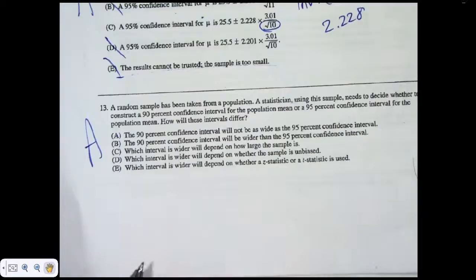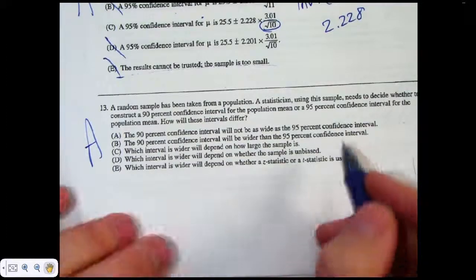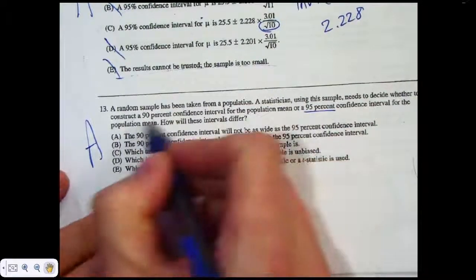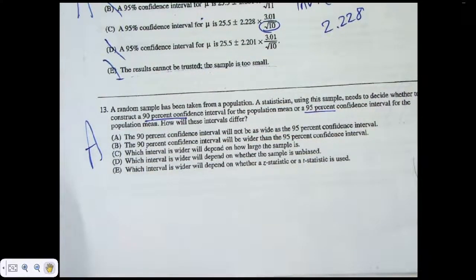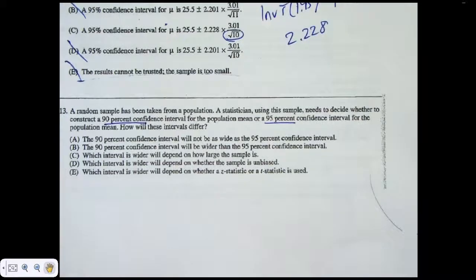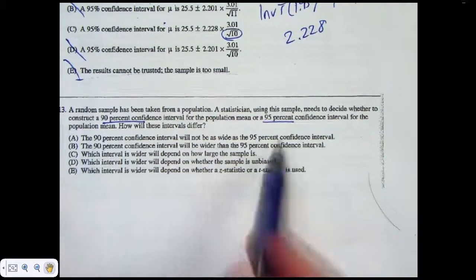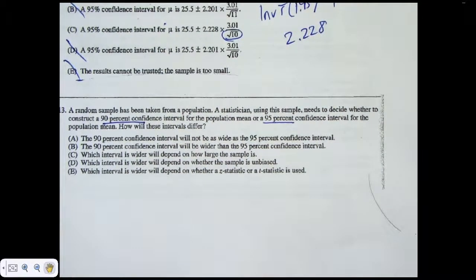At the bottom one, how will a 95% and a 90% confidence interval differ? So we want to know which one's wider. Well, the more confidence that you need to have, the wider your margin needs to be. So that's A. 90% will not be as wide as the 95%.